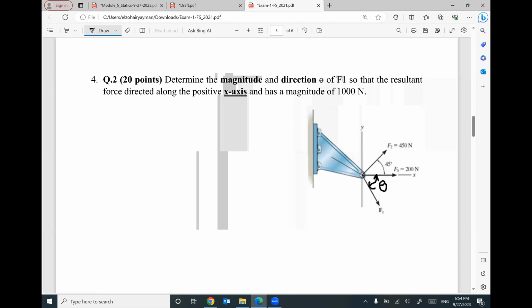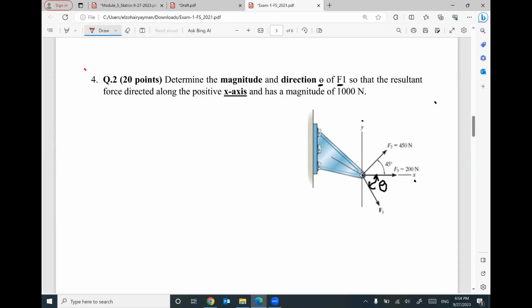We are given three forces in two dimensions. We're still in two dimensions because we have X and Y only. We don't have Z. We are given three forces, F1, F2, and F3. But it looks like F2 is given, F3 is given, but F1 is not given. The angle theta and the value of F1 are not given.